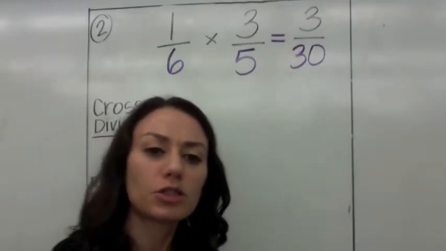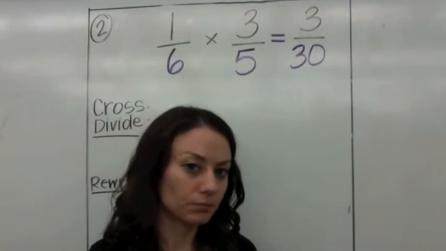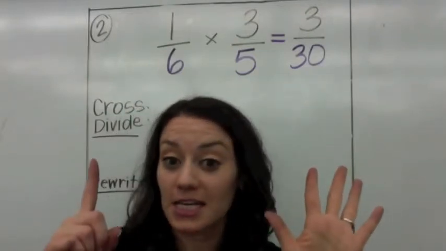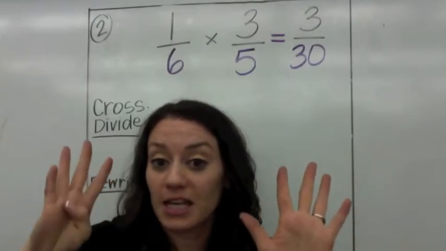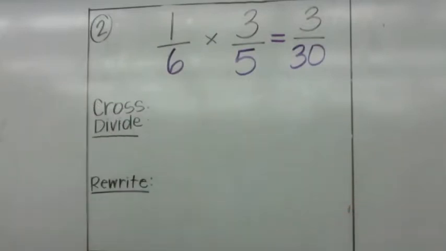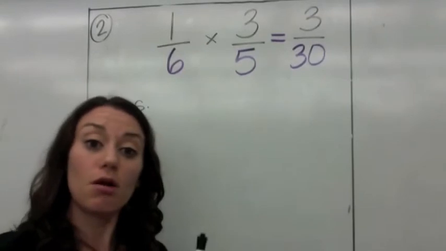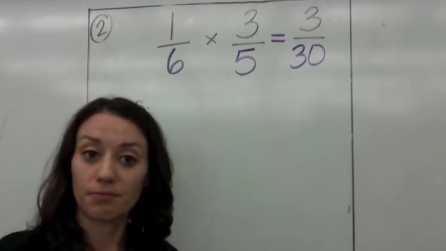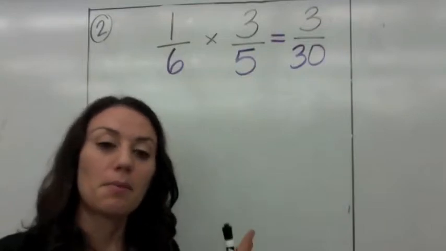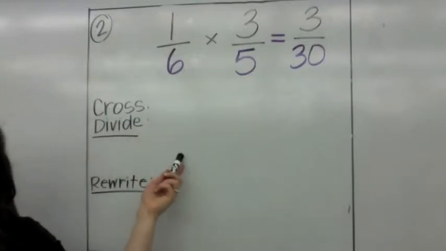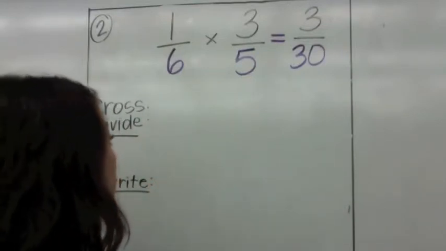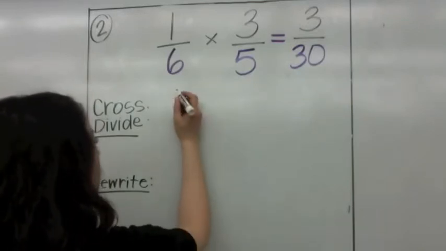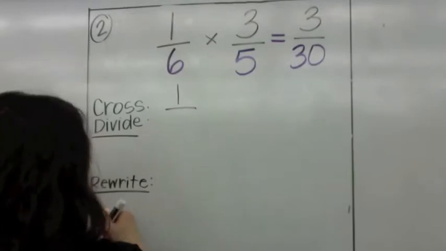Are those both multiples of 3? 3, 6, 9, 12, 15, 18, 21, 24, 27, 30. Those are the multiples of 3, right? So you know in your mind, I can divide both the top and the bottom fraction by 3, okay? But instead, we're going to cross divide. Now, cross division, you have to rewrite the fractions. So I'm going to write them with what you can cross divide in red, okay?